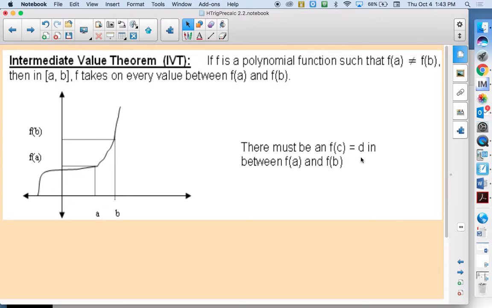And I actually want you to take out a calculator. We're going to use a calculator as well.